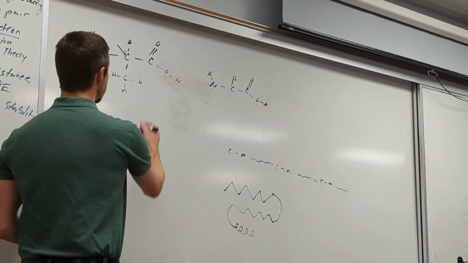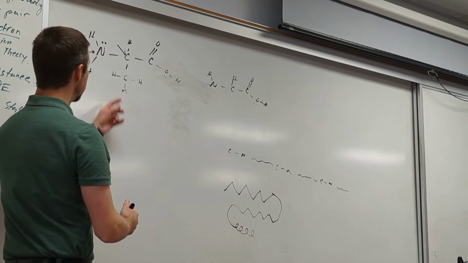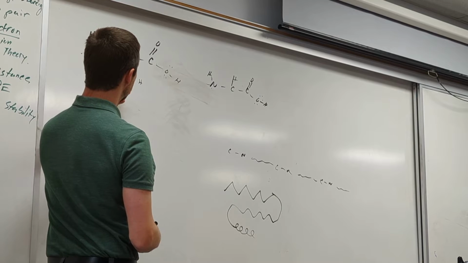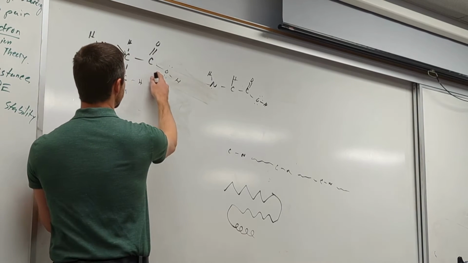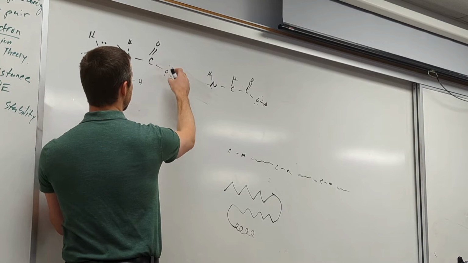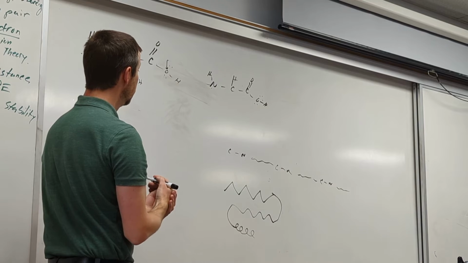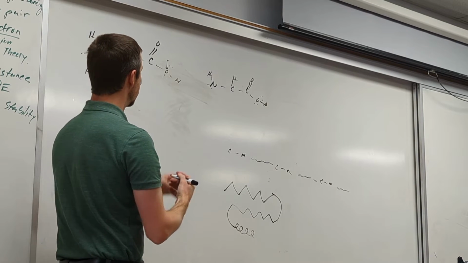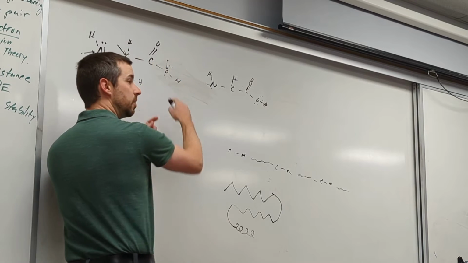That's tetrahedral. So we have 1, 2, 3, 4 regions, all 4 are bonding. What about this one? Trigonal planar. Good. So 1, 2, 3 regions, all 3 are bonding. And then what about this oxygen here? Linear. It could be. Bent. Yeah, there you go. So it has 4 regions, 1, 2, 3, 4. And there's 2 of those that are bonding, that's bent.